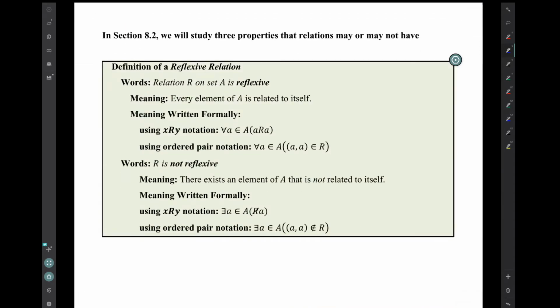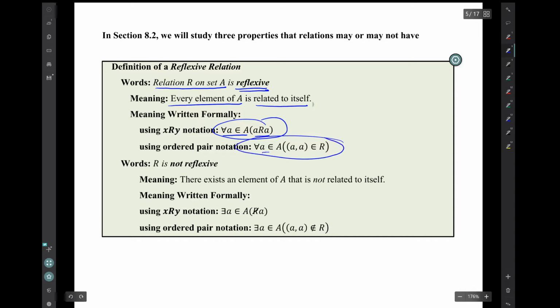In this section, we're going to discuss 3 properties that relations may or may not have. So these properties are properties that we talk about for relations on a set. So we say that a relation R on a set A is reflexive to mean this. Every element of A is related to itself. And so that would be written formally this way: for every element a of A, a is related to a. Now this sentence is also symbolically noted this way: for every a in the set capital A, this ordered pair a comma a is an element of the relation R.